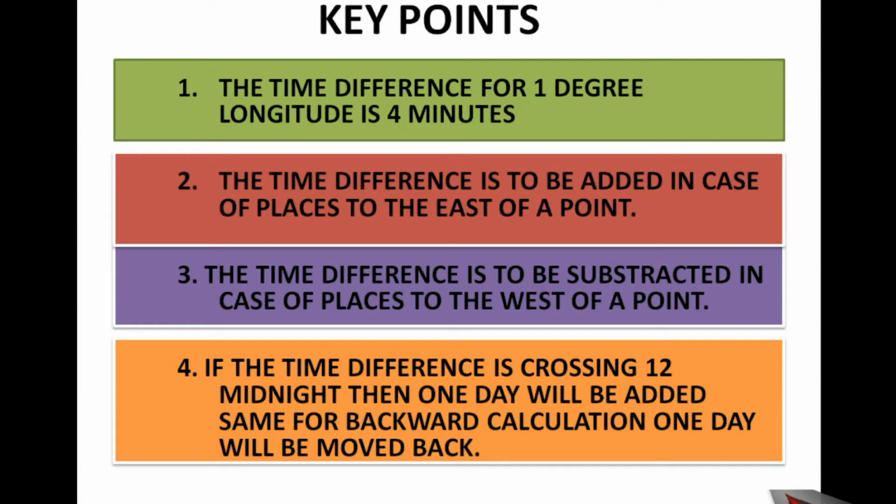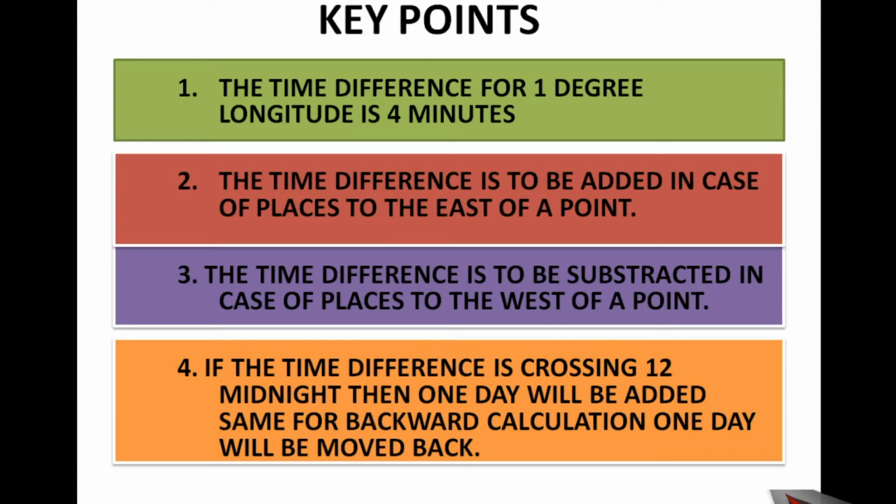Similarly, the time difference is to be subtracted in case of places to the west of a point. If I am in Kolkata right now and I want to calculate the timing of New York, New York is situated much further west than Kolkata. So the timing of New York goes in the backward direction, that is, it is subtracted from the current time we have.